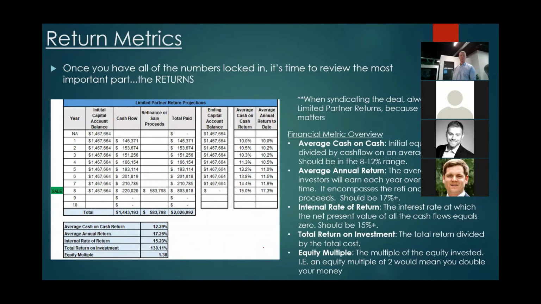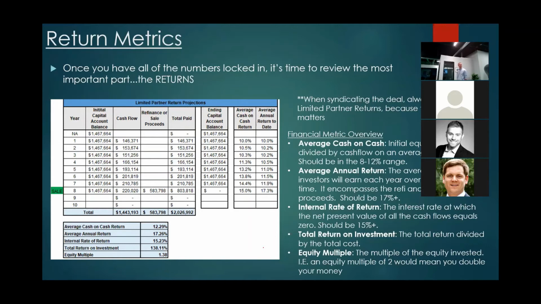And then last, the return metrics. This is where you get to the end. This is the detailed analysis of what the returns look like. So side note again, if you're in a syndication, always look at the limited partner returns. Don't look at the overall project returns, because first and foremost with syndication, it's all about providing returns to your investors. It doesn't really matter what the overall project return is. It's about what the investors are making. So as you can see, that's the numbers we're looking at here, what their split returns are.